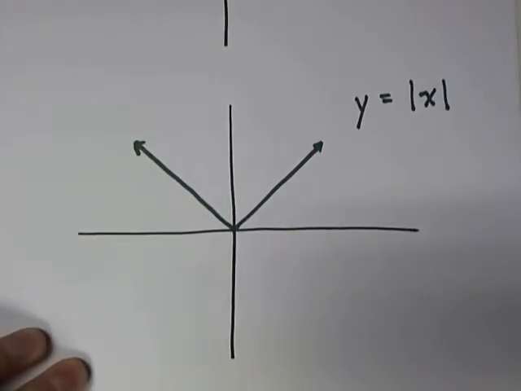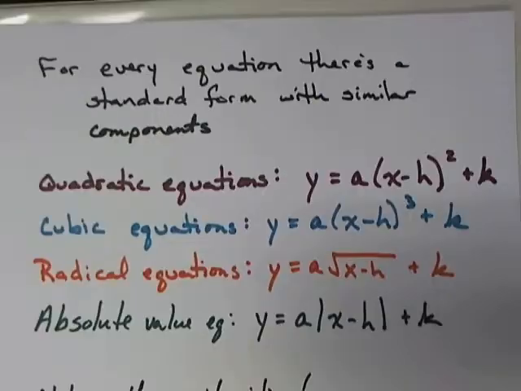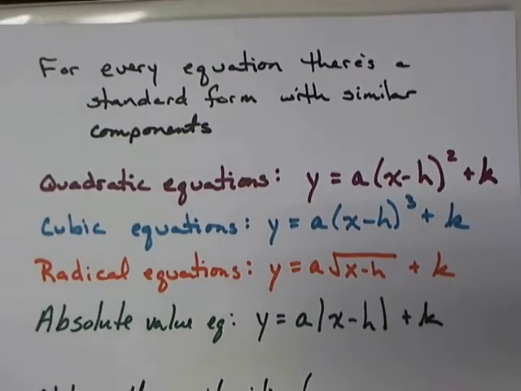So when we just look at the equation and we can see what the exponent is, or whether it has a radical or an absolute value, we know the general shape of that graph. However, the graphs have changes to them, some manipulations, and each equation that we have has a standard form that has similar components. Here are our generic equations, if you wish to call them that.